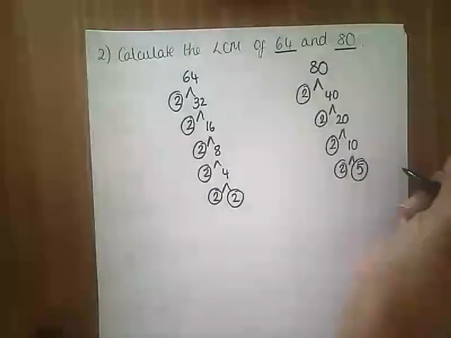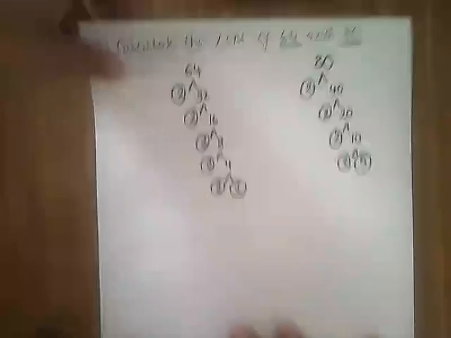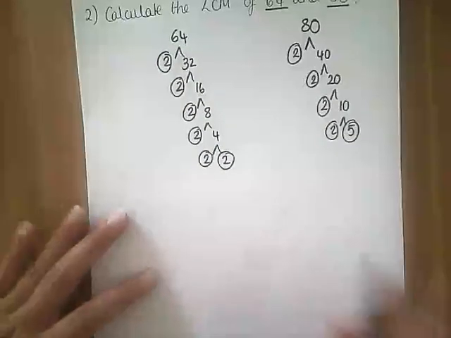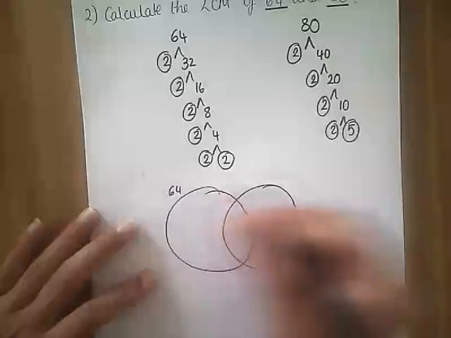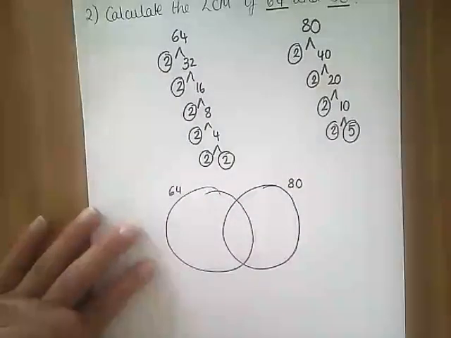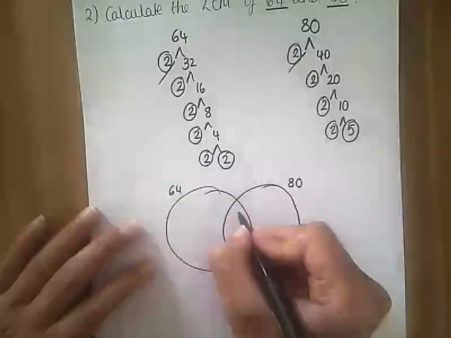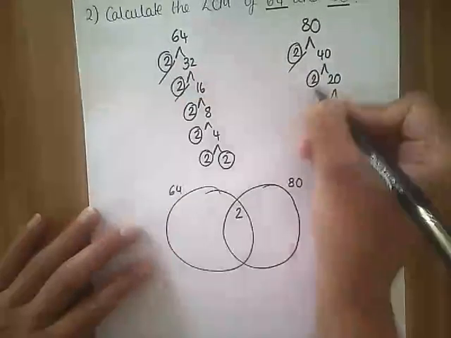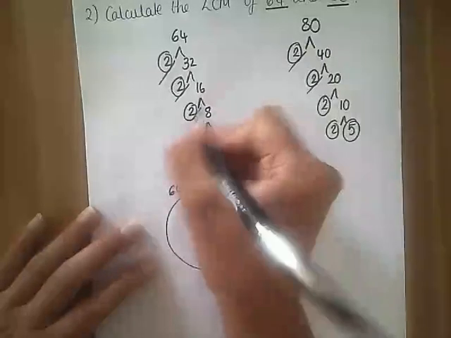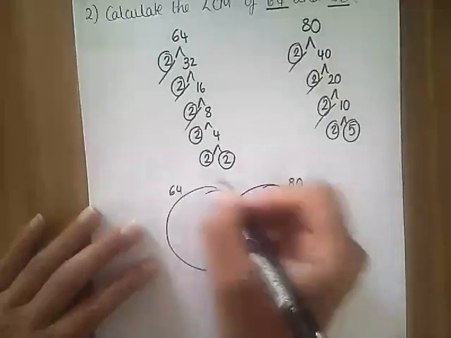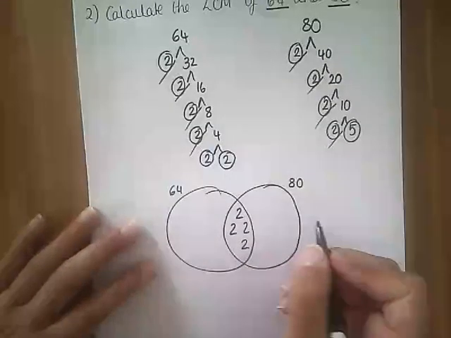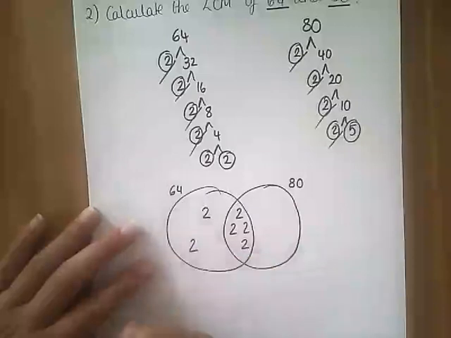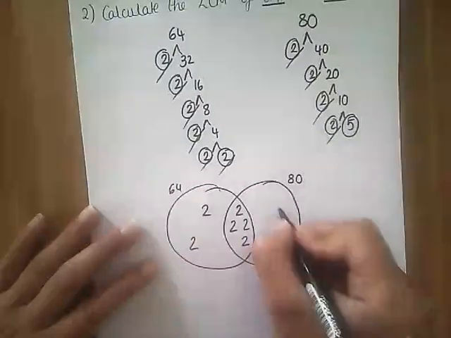Similarly to the HCF, we are then going to put them into a Venn diagram. Here's my Venn diagram: two circles that cross, one is 64, one is 80. Any common prime factor goes in the middle. We've got a 2 there and a 2 there, so we put a 2 in the middle. Another 2 and 2, another 2 in the middle. Another, and another. We've got nowhere else to pair up the 2s, so left in the 64 we've got two 2s, and left in the 80 we've got a 5.